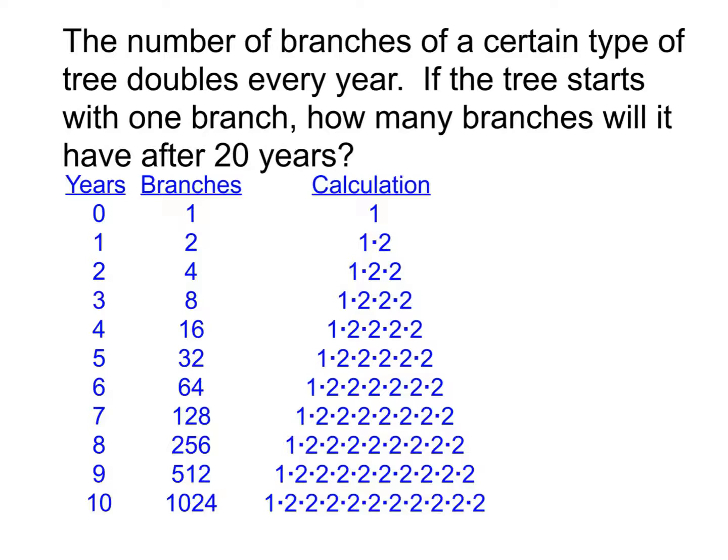So then, what's a shorter way to write 1 times 2 times 2 and so on? Well, 10 2's together. 2 to the 10th, yeah. So instead of 1 times all those 2's, we could just write this as 1 times 2 to the 10th.